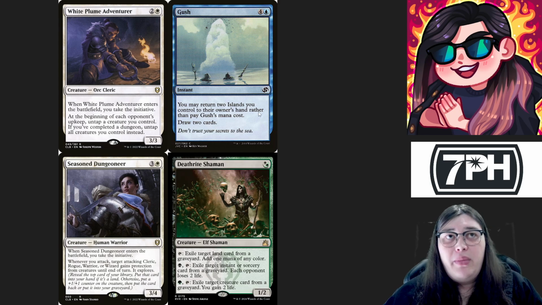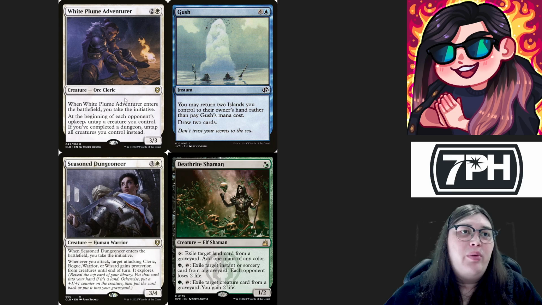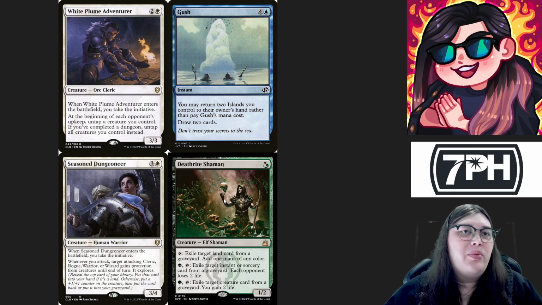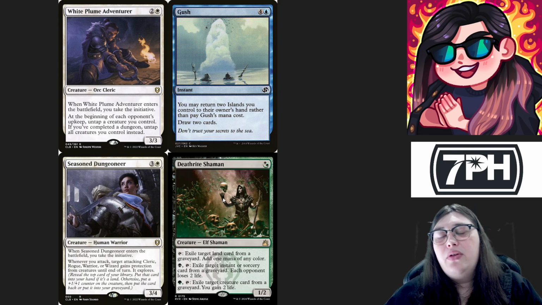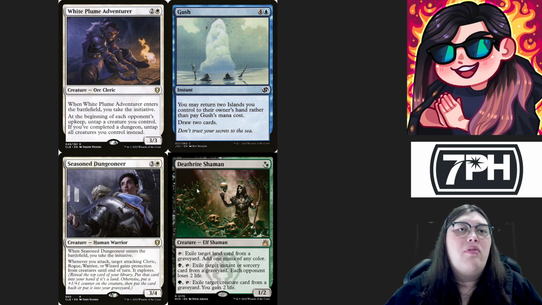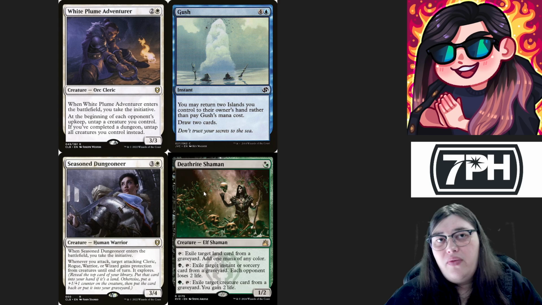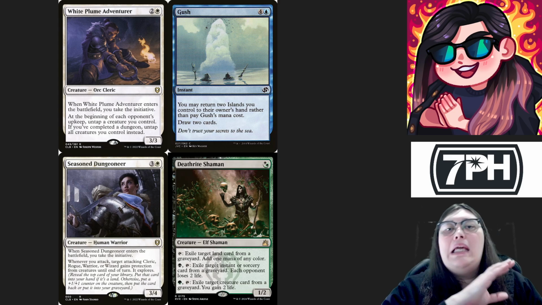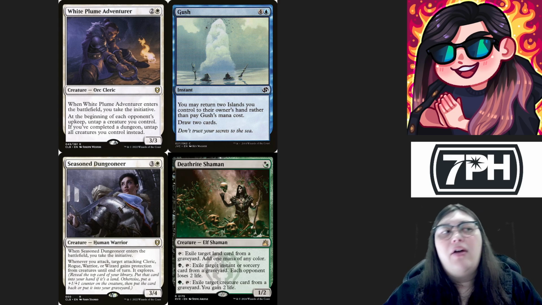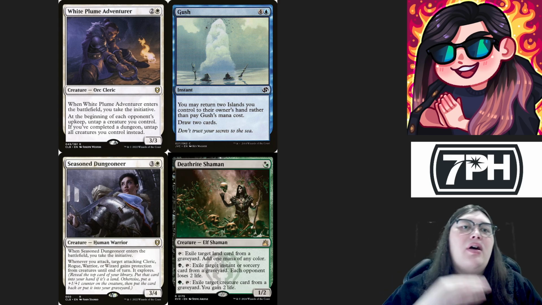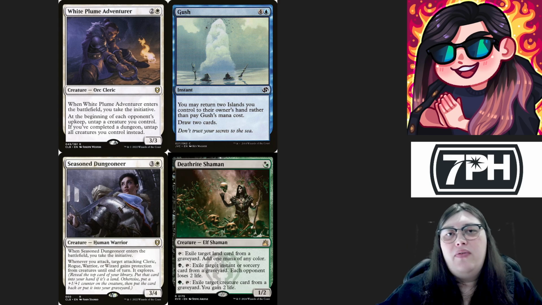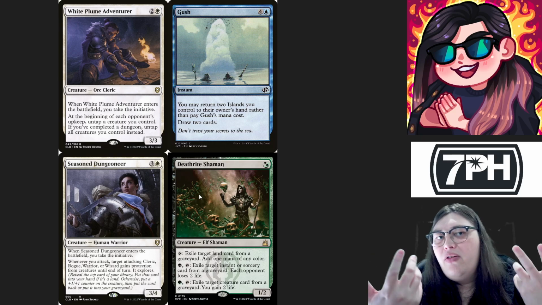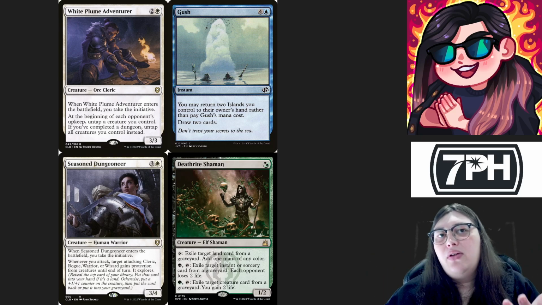There were quite a high point average considering the copies in the room. Across all of our metrics, this means that White Plume Adventurer, Gush, Seasoned Dungeoneer, and Deathrite Shaman had the best performances out of the pointed cards. This is a very simple breakdown. There are lots of metrics. You can use each of the metrics to determine what you believe performed the best. However, across each of the metrics that I've drawn the data from, these cards did well across each of those different data points. So if you want a very simple breakdown of what did the best, these cards are what you're looking for.